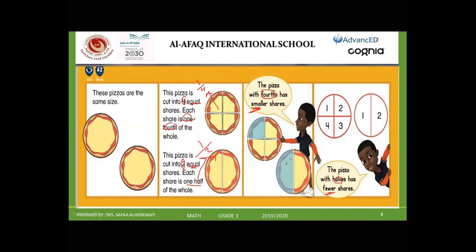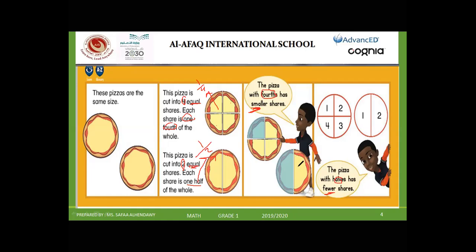So I must not forget it ever. You must keep it in your mind. When I compare the number of the shares, in the fourths or in the halves, I will count the number of the shares, and I will say the number is more or fewer. I will choose these two adjectives, more or fewer. This means I will count the number of shares. But if you find the word smaller or the word larger, this means you will compare the size of any part from these parts, in the fourths or in the halves.